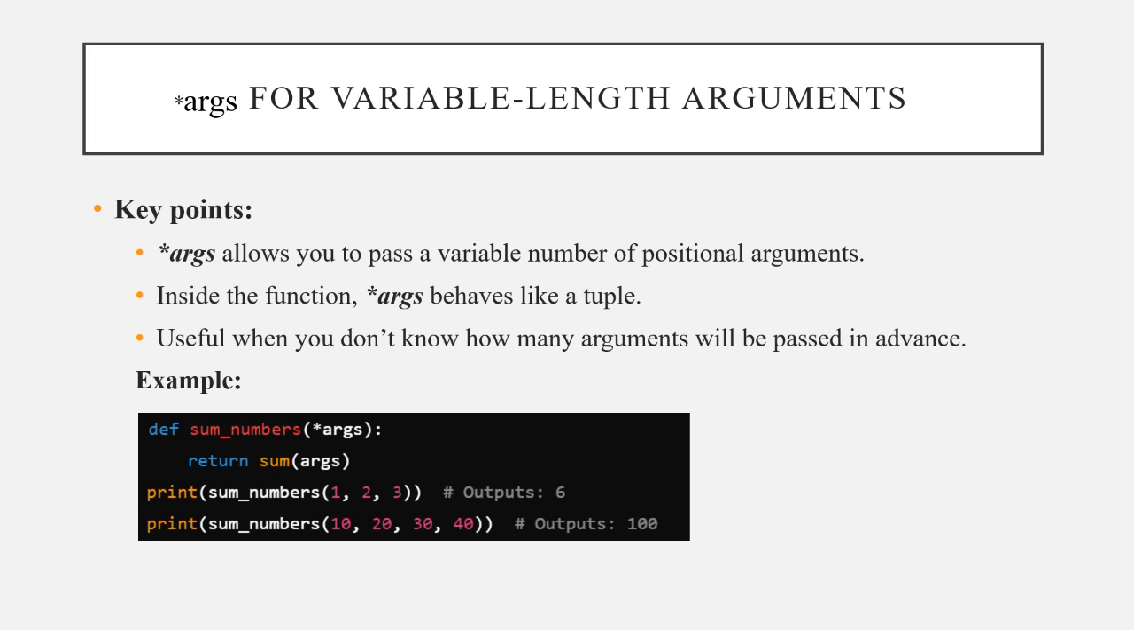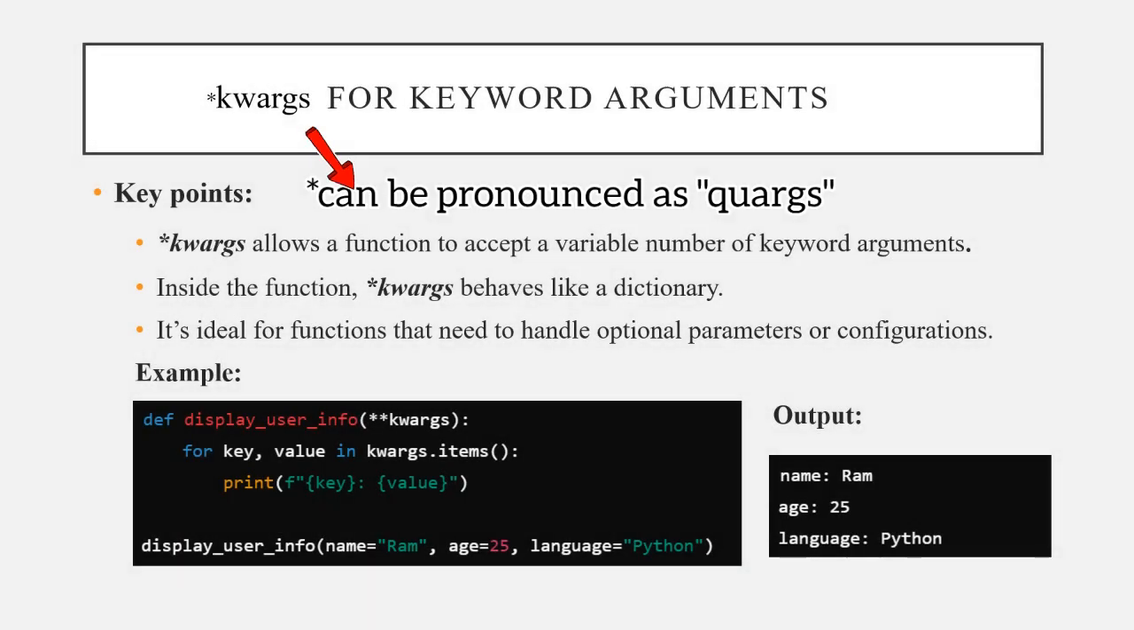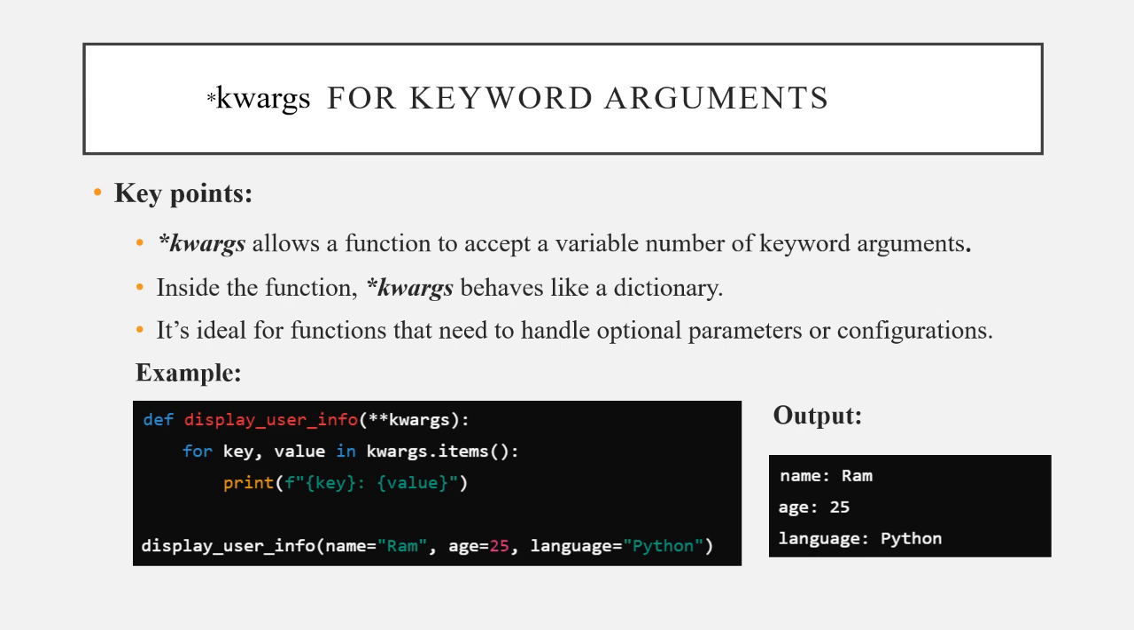Coming to keyword arguments, lastly we have **kwargs, which means keyword arguments, which allows for variable keyword arguments. This means you can pass named arguments and the function will handle them as a dictionary. For example, in this display user info function, you can pass any number of details about the user and the function will print them. Try creating your own function using **kwargs, which are keyword arguments, and see how flexible it becomes when handling different keyword arguments.